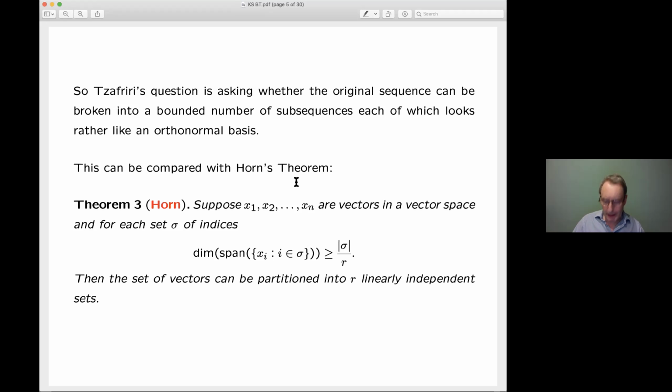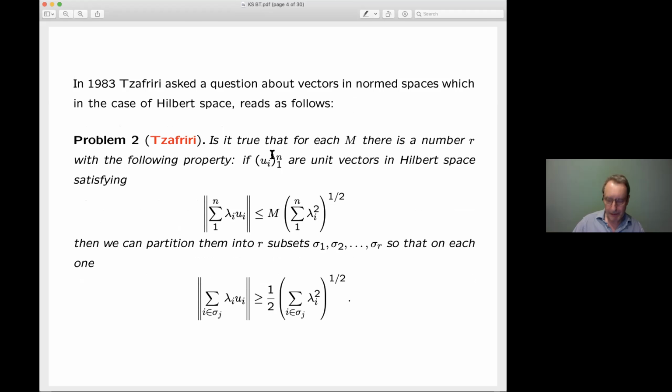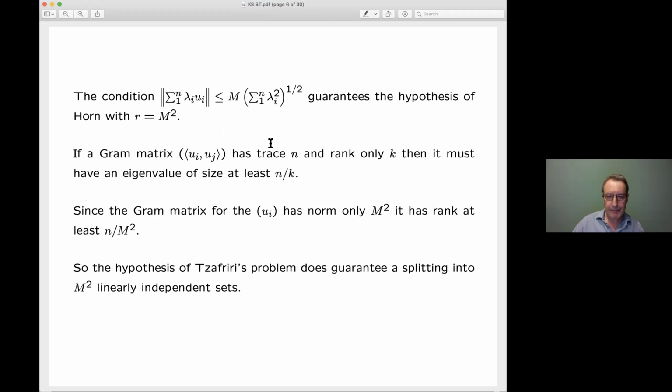And in fact, not only is it similar in style to what Tzafriri asked, but actually there's a connection between them. So this condition that appears in Tzafriri's question does actually guarantee the hypothesis of Horn's theorem with r equals m squared. Okay, so why is that?